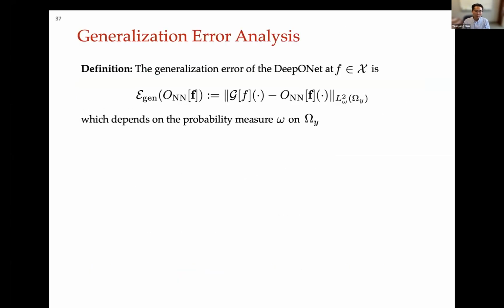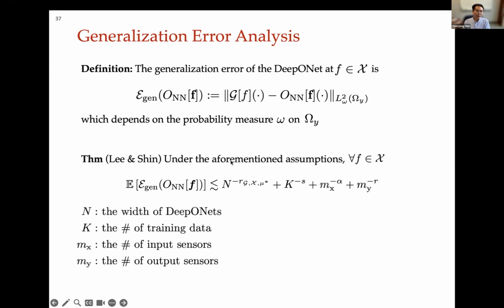So combining all together, we can have a nice generalization error analysis. This is the definition of what I mean by the generalization error. G is our operator of interest, and F is any function belonging to our target input function space. And this is our operator measured in the L2 norm, the continuous L2 norm, and the same measure is used here. Now, what we have shown is as follows, where this expectation should be understood with respect to the random output sensor points that I pointed out earlier.